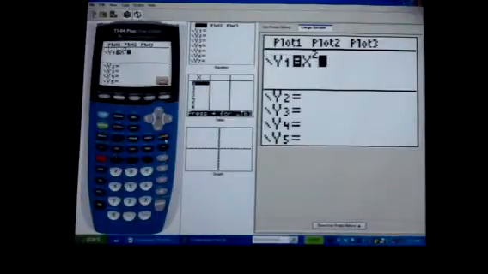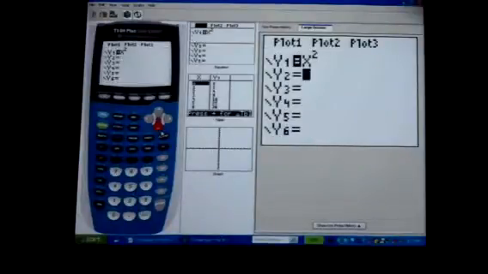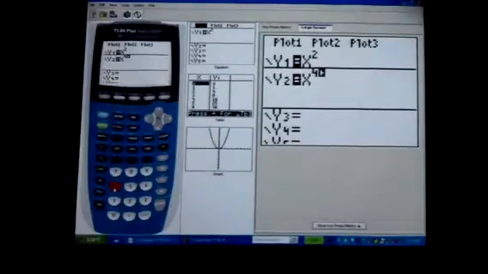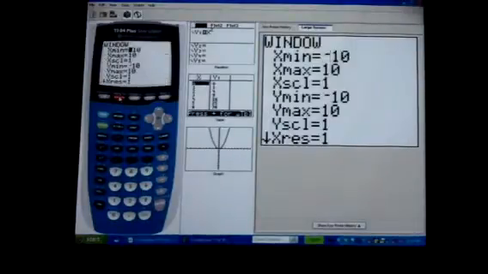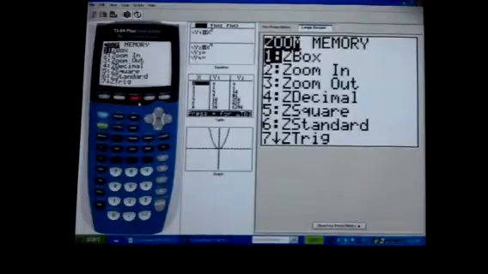X squared, and on the second equation, we're going to go x to the 4th power. But before I press graph, I'm going to check my window screen. Mine has the friendly numbers. If it didn't, what would I press to get them? Anybody remember? Didn't we do that the other day? Zoom 6, where it says standard. If you press zoom and then 6, your window values will automatically go.